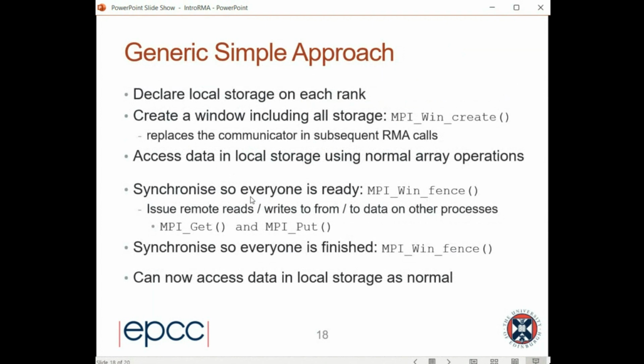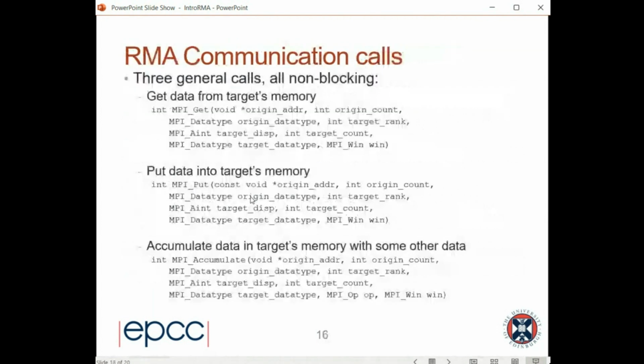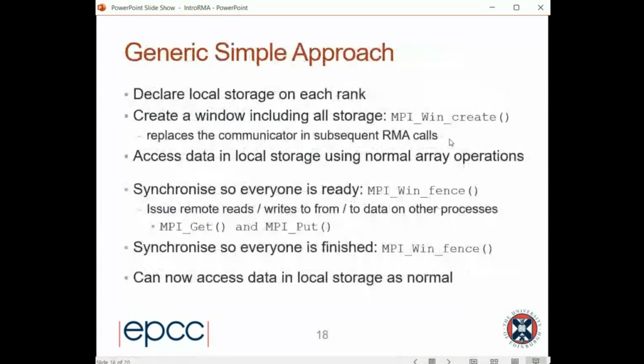So a generic simple approach is to declare the local storage in each rank, make that storage into a window with MPI_Win_create, and you'll notice that these put and get calls don't have a communicator argument, which is unusual for a communication routine. They take a window argument. So the window replaces the communicator in these RMA calls.